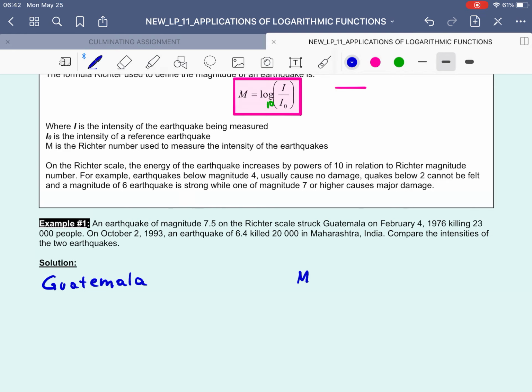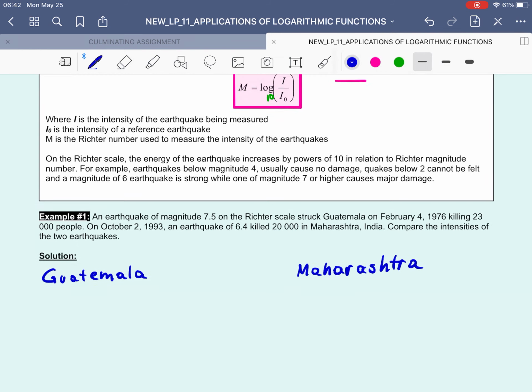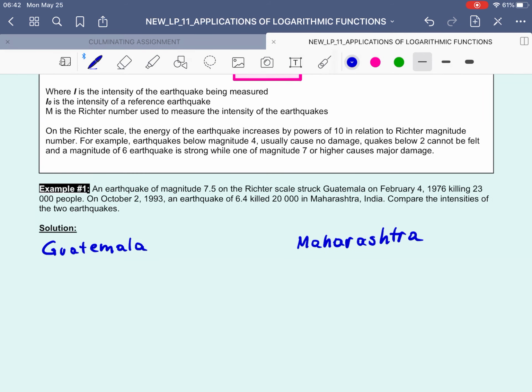And here goes Maharashtra. Okay. And I'm going to say that the earthquake in Guatemala was 7.5. So when we say 7.5, that would be the magnitude of it. And the earthquake in Maharashtra was 6.4. I'm going to call one of the earthquakes M1 and the other one M2.